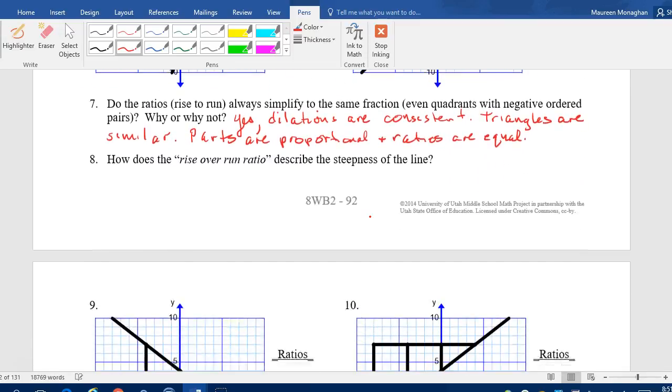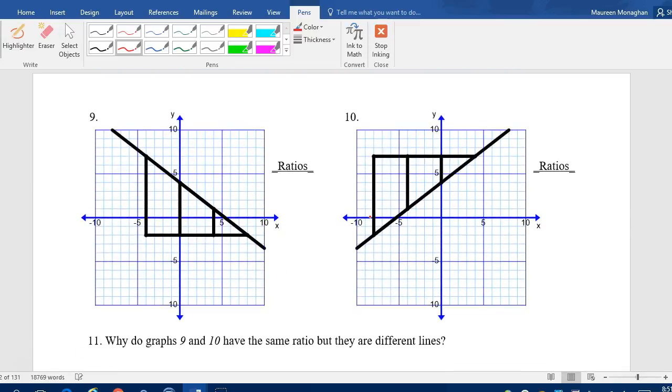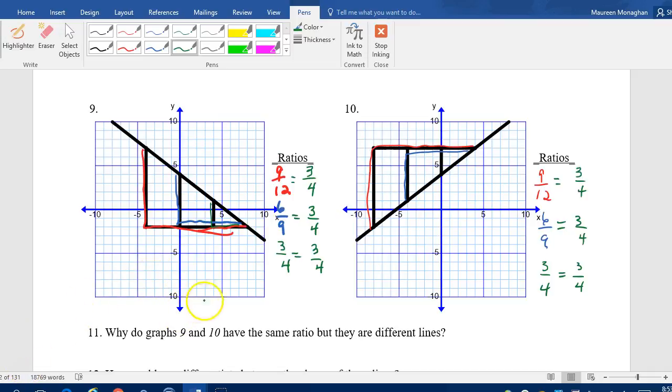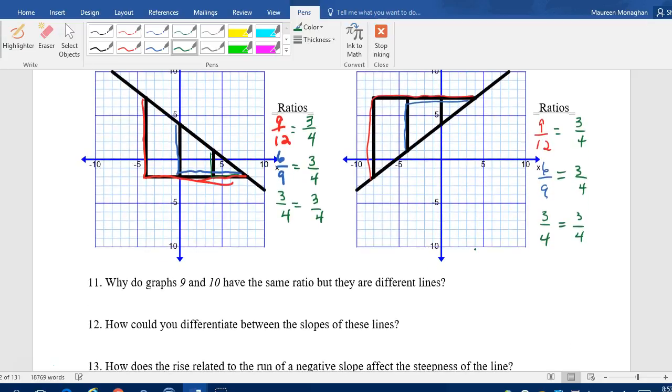Okay, now we got something a little trickier happening here. We are going to find the ratios of these two, and let's compare them. Okay, so pause this, and then you're going to resume, and you'll see if you get the same answer as me. All right, did you come up with the same thing I got? Okay, so our ratios for both of these lines, or the triangles, is 3 over 4, both times. But wait a minute, these lines are a little bit different. What do you know? What can you tell me about this?